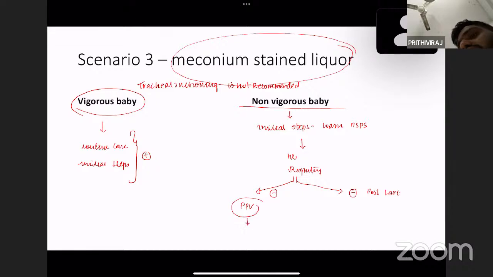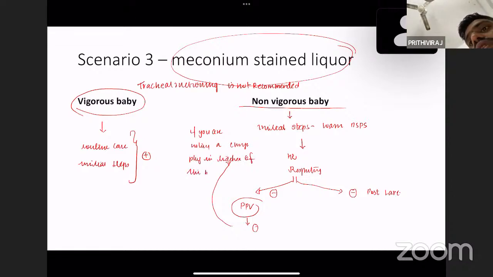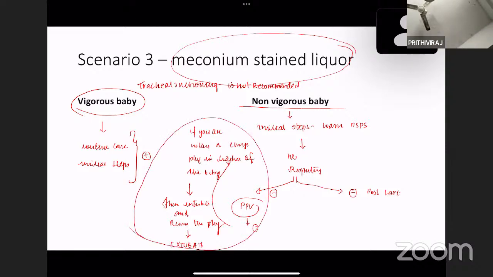But if even after PPV the child has not improved, there is an important point. If you notice a large plug in the trachea of the child, that is a meconium plug, then in this scenario you intubate and remove the plug. Once you remove the plug, extubate and do positive pressure ventilation. Then the child may improve. This is the only scenario where you have to intubate and suction, when a large plug is impacting the trachea of the child, which prevents proper ventilation of the lungs.